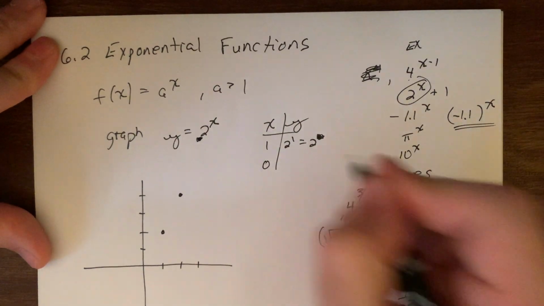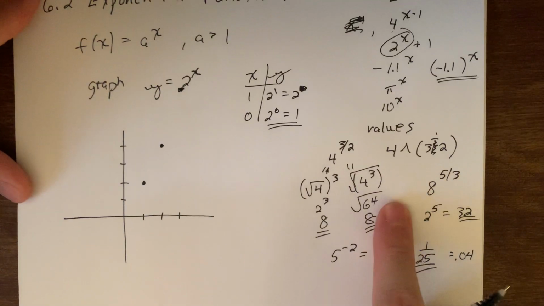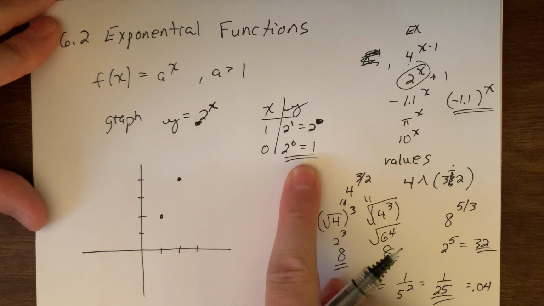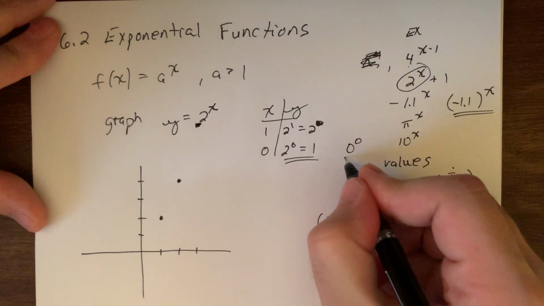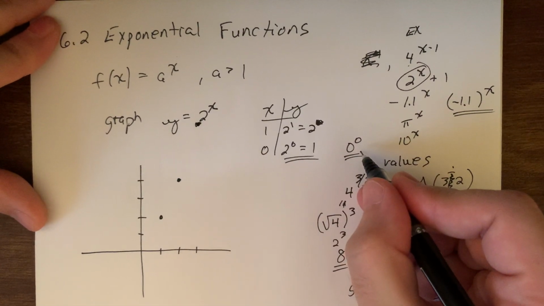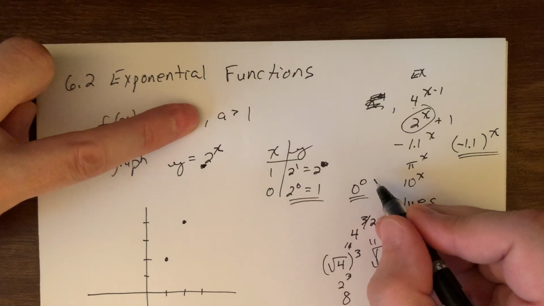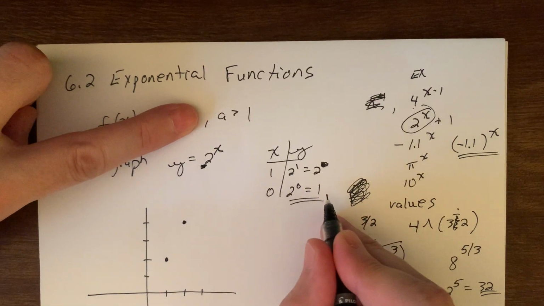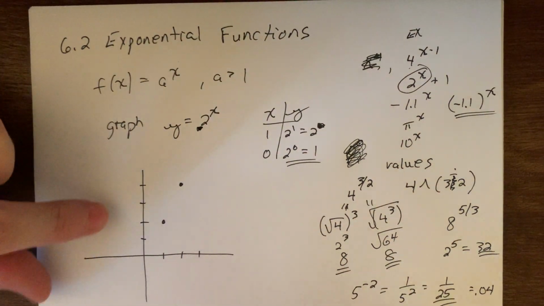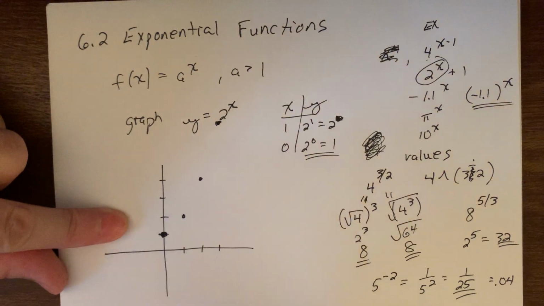Next, I'll use x is 0. A reminder, as we're talking about different funny exponents, anything to the 0 power is 1. Now, there is a little catch to that. 0 to the 0 power, that's going to be something we're going to have to come back to. That's its own special case. But we're already starting with the condition that a is some value greater than 1. So with that condition, yeah, anything to the 0 power is 1. So this just gives me a y-intercept right here.